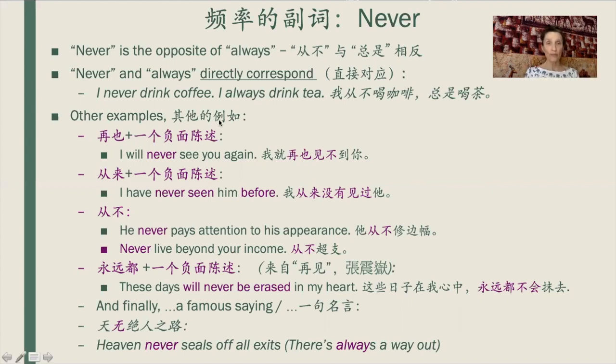Okay, let's look at the first one. What's interesting is that it's the opposite of always. It's the opposite. 从不, 总是, 相反, the opposite. They also directly correspond. And I'm going to show you that down below here. You can be this sentence or that sentence. You could write the idea with never or with always and have the same meaning.